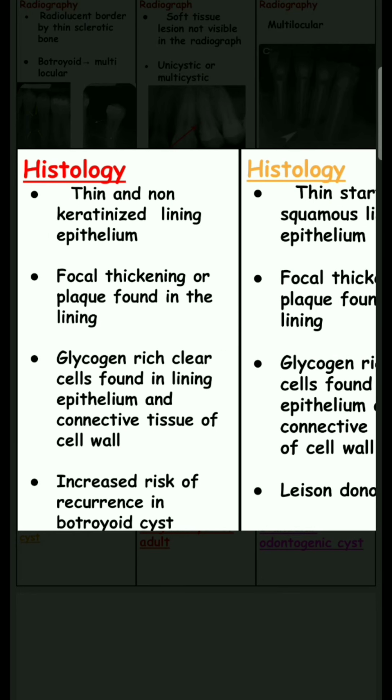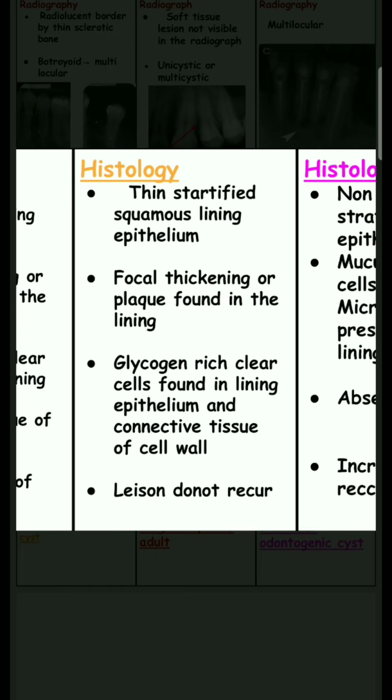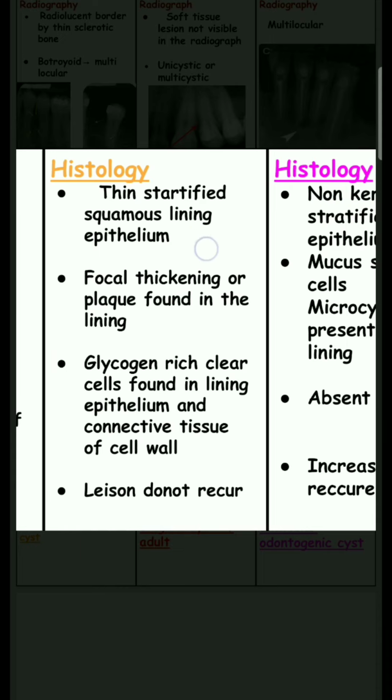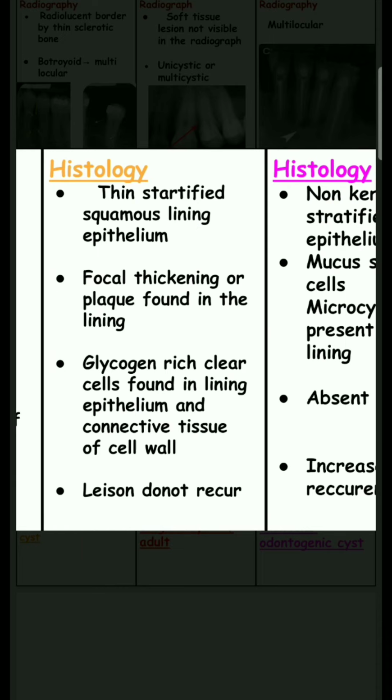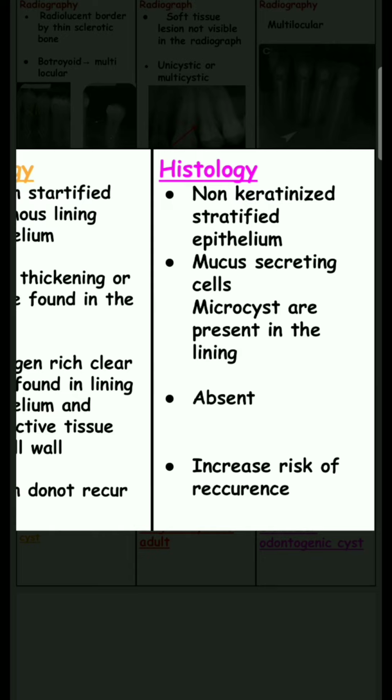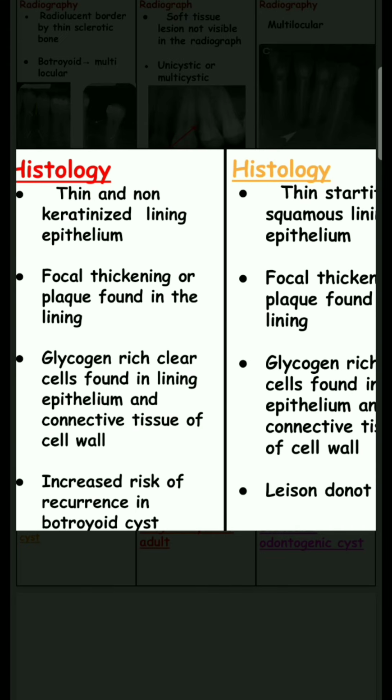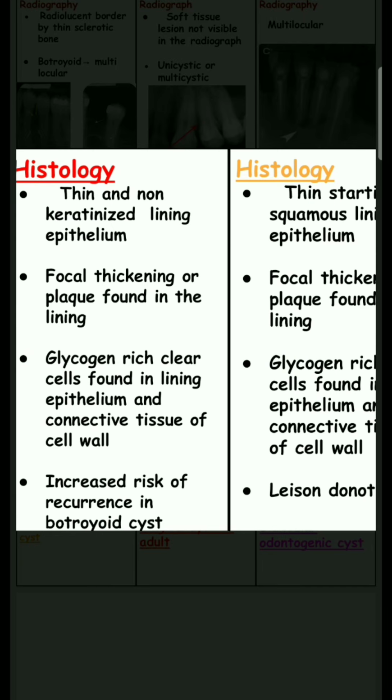Histologically, the lateral periodontal cyst is made up of thin, non-keratinized stratified lining epithelium, but the gingival cyst of adult is made up of thin stratified squamous lining epithelium, and in the glandular odontogenic cyst, the lining epithelium is made up of non-keratinized stratified epithelium. Histologically, the lateral periodontal cyst and the gingival cyst of adult are similar.